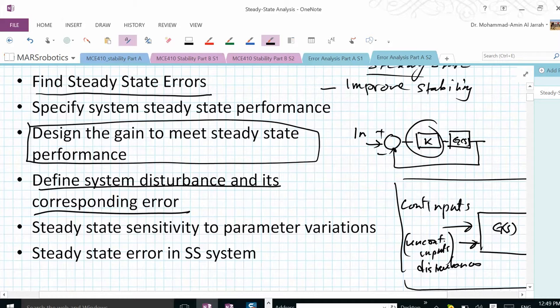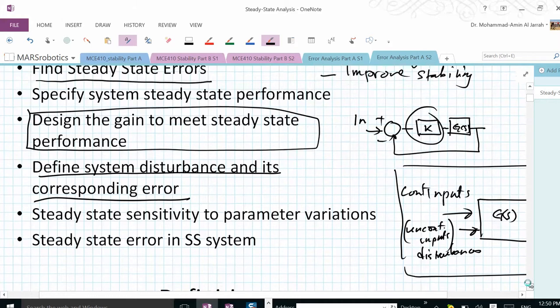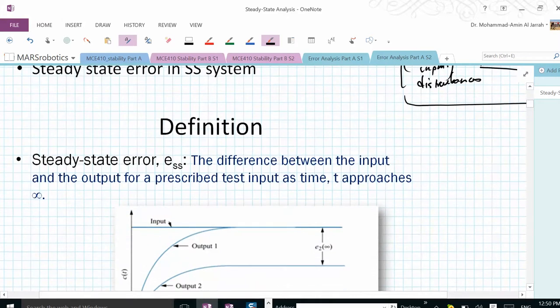And for steady state error, we will study the steady state error for block diagrams and transfer functions, but we also want to look at the steady state error definition in the state space. So this is what we are going to do in this module of the course, which is the steady state performance of the system, a major part of any system.